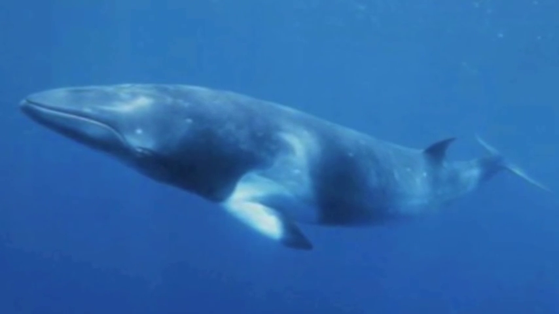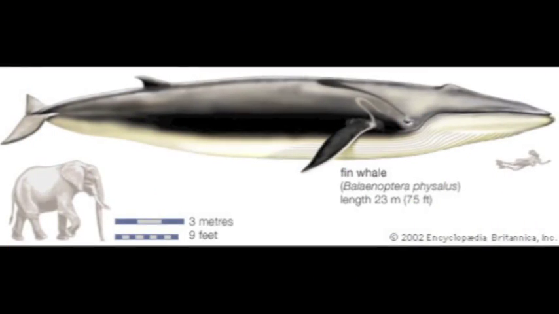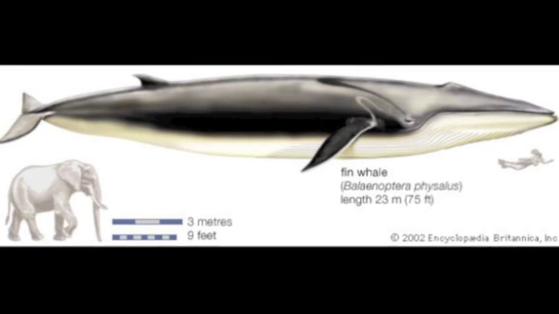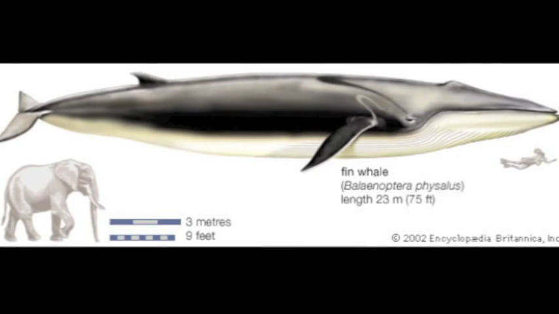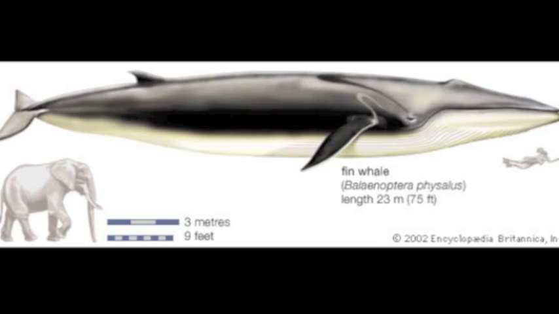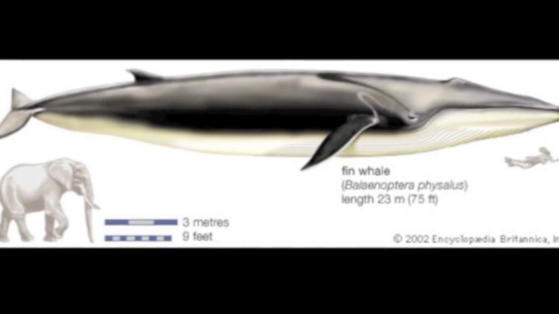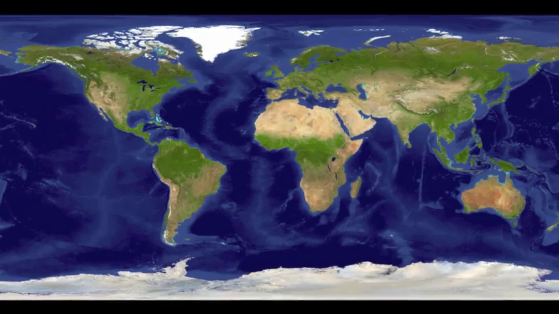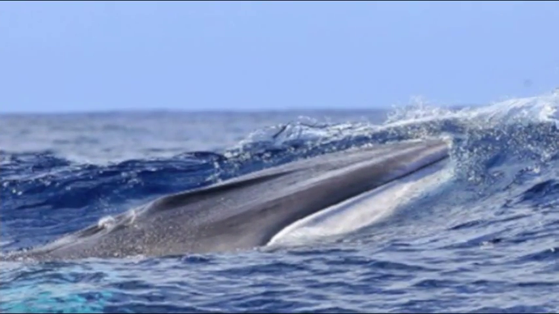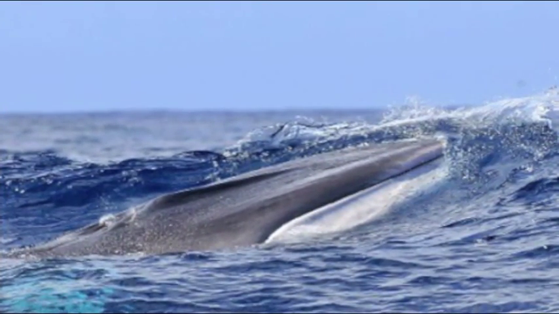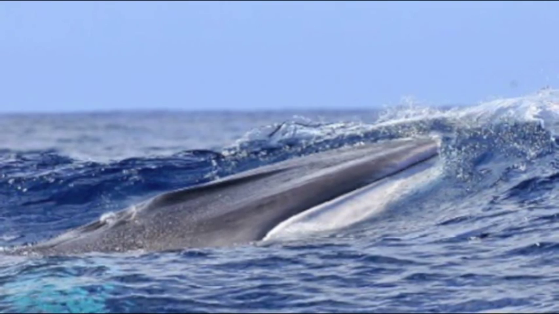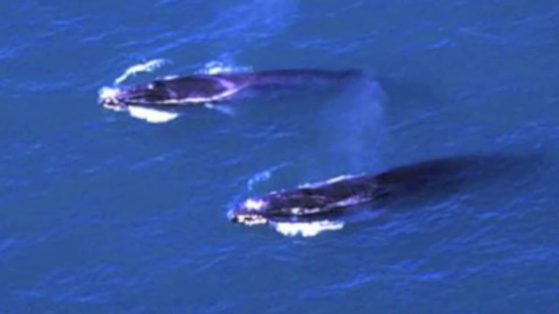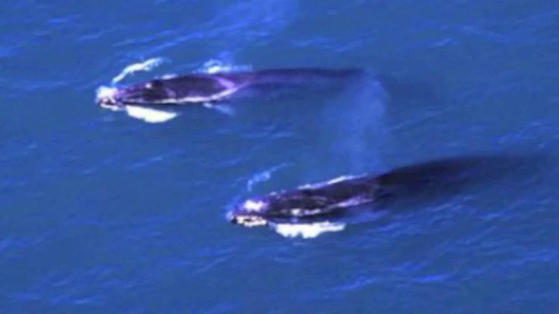This is the fin whale. Fin whales are one of the world's largest species of whales, with a maximum length of about 75 feet in the northern hemisphere and 85 feet in the southern hemisphere. Fin whales are found in deep, offshore waters of all major oceans, primarily in temperate or polar latitudes. Often found in social groups of 2 to 7 whales.